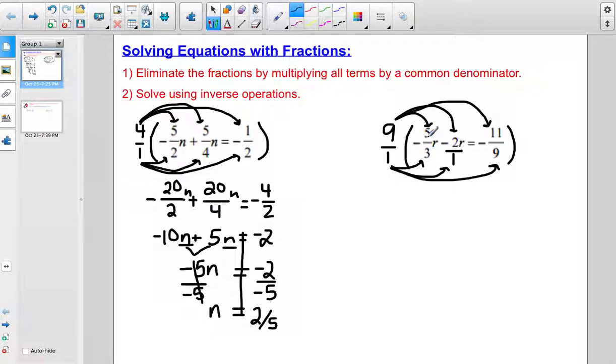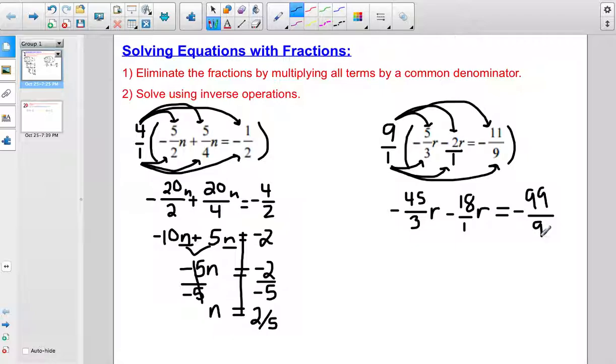Let's start with 9 times this 5 is 45, and 1 times 3 is 3. There's a negative in front of this, so it's still a negative, and there is an r variable. Next, I'll put this subtraction sign. 9 times 2 is 18. 1 times 1 is 1. I need to keep the r that is with that. 9 times 11 is 99. Keep the negative that is with it, and 1 times 9 is 9.